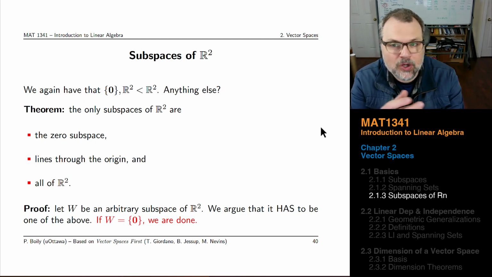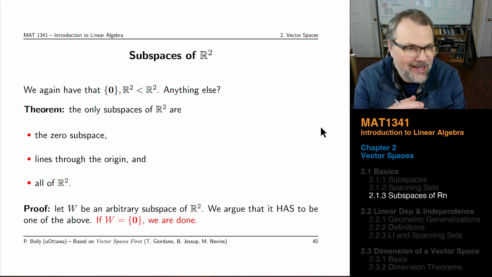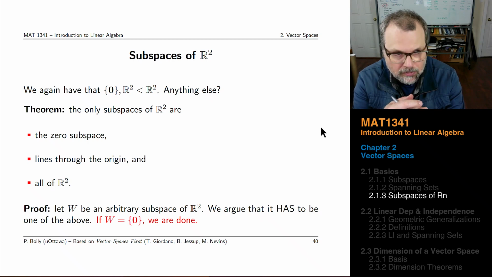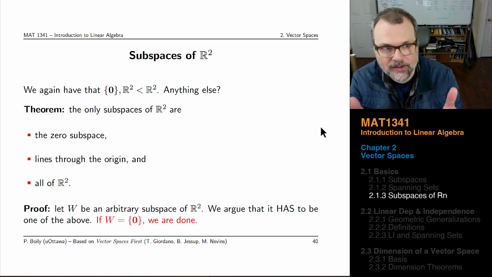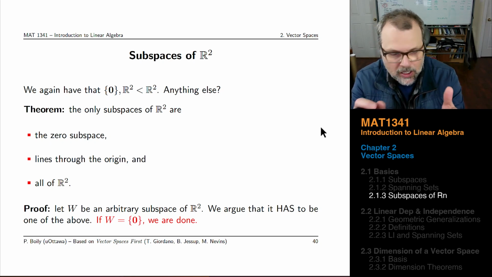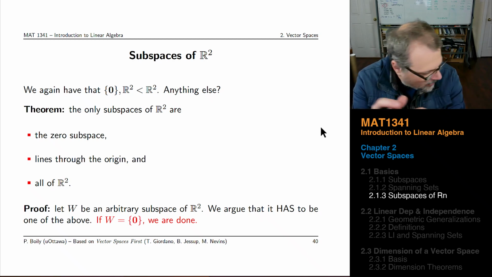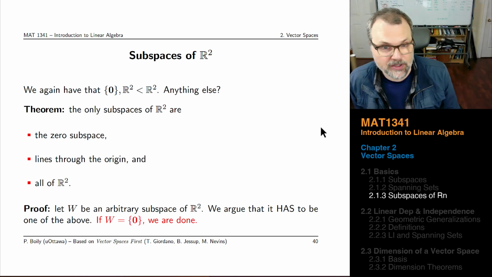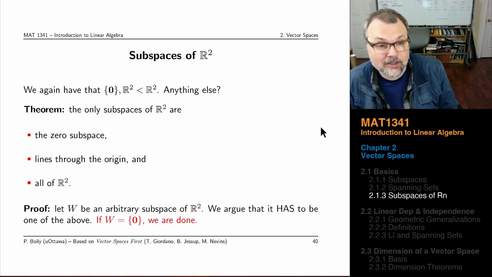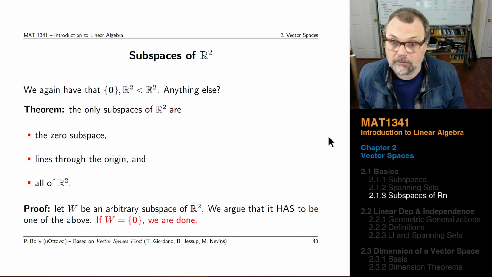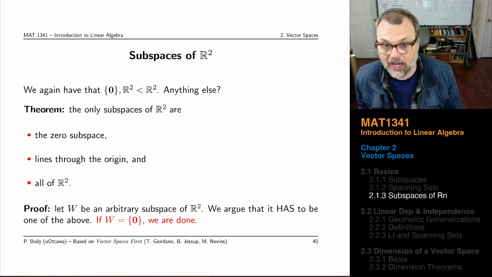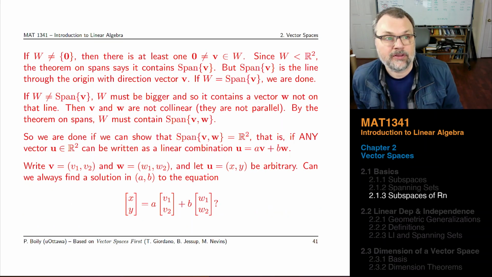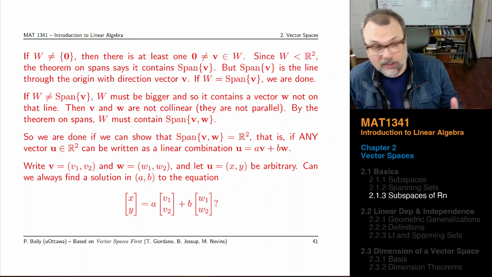It turns out that there's only one other type of subspace in R squared: lines through the origin. How are we going to show this? It's either the zero subspace, all of R squared, or a line through the origin. Well, let's pick W, an arbitrary subspace of R squared. I don't know anything about W other than the fact that it's a subspace. If it turns out that this W is in fact the zero subspace, we're done. It is one of these three things. If W is the whole of R squared, we're also happy because it's one of these things.